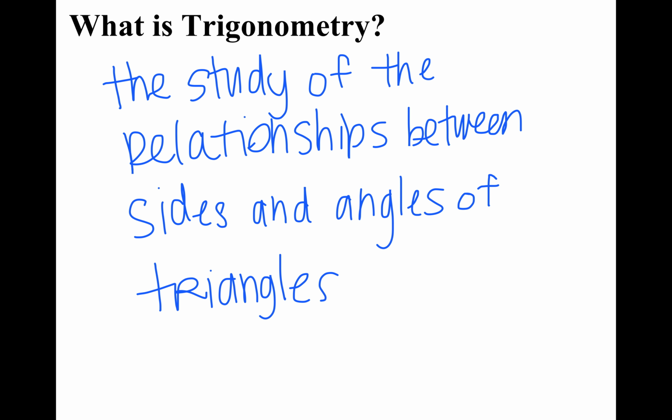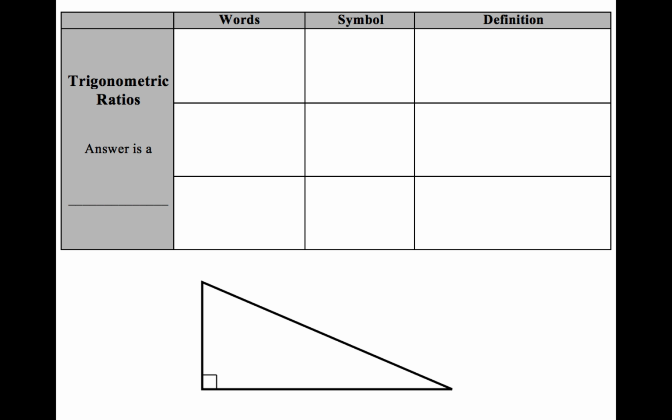If you remember from last year, we learned about sine, cosine, and tangent, as well as cosecant, secant, and cotangent. This year, we're only going to focus on sine, cosine, and tangent, as well as their inverses. So first off, we've got three basic trigonometric ratios. With each of these, my answer is going to be a number. So it's just a number. Usually you'll write it as a fraction or a decimal.